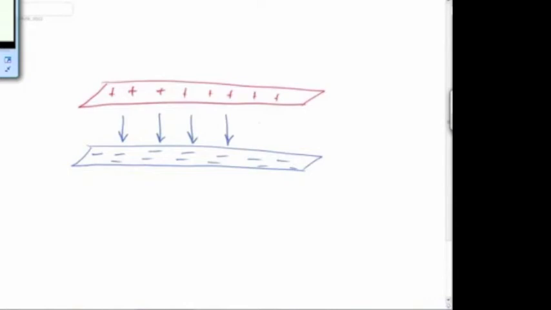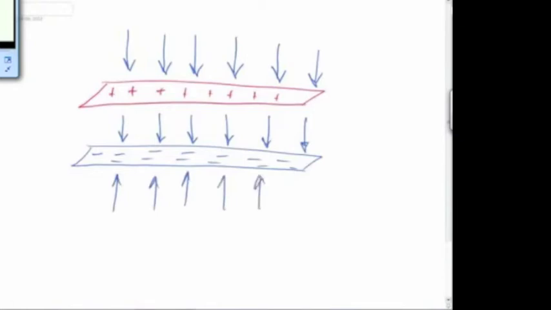On top of the negatively charged plane, the electric field points towards the negative plane. So all those vectors have the same magnitude and they point downwards towards the negative plane. Underneath that plane, the vectors have the same magnitude and they point upwards because they point towards the negatively charged plane.